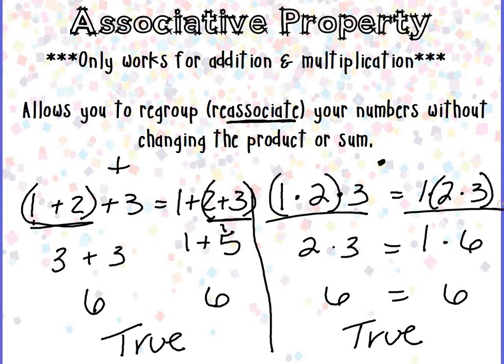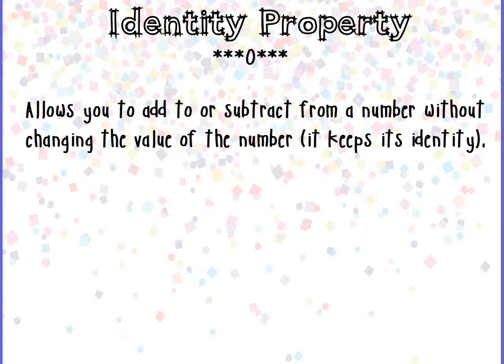All right, so right here I wrote two different expressions, but they give me the same answer, so they are equivalent. All right, the identity property of 0. It allows you to add or subtract from a number without changing the value of the number. Okay, so it keeps its identity. That number gets to stay the same.